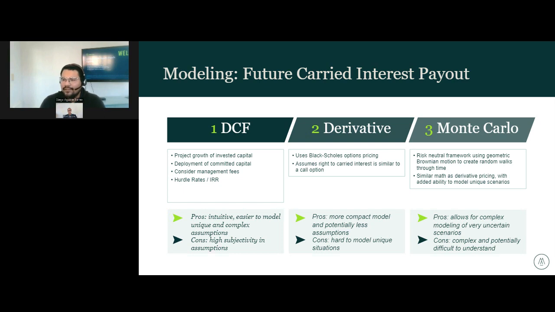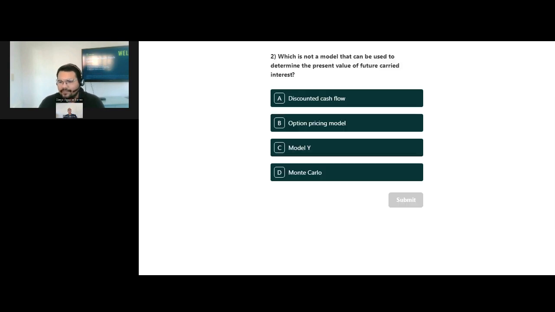Now we'll go ahead to the, I believe it's a polling question that is next. Yep. Thanks, Diego. Polling question number 2. Which is not a model that can be used to determine the present value of future carried interest? A, discounted cash flow. B, option pricing model. C, Model Y. D, Monte Carlo.